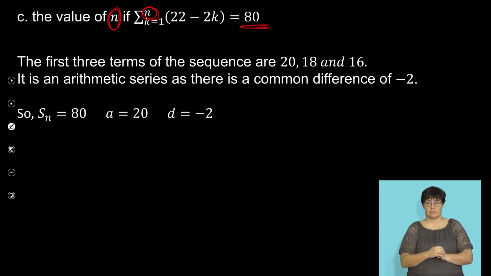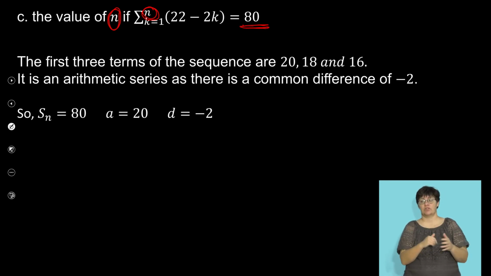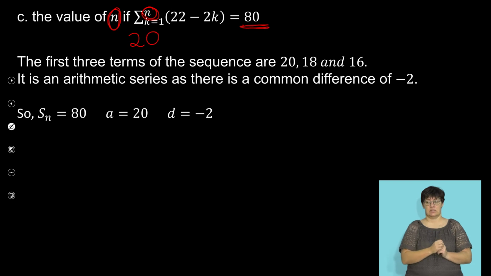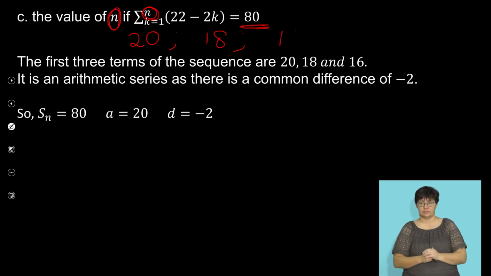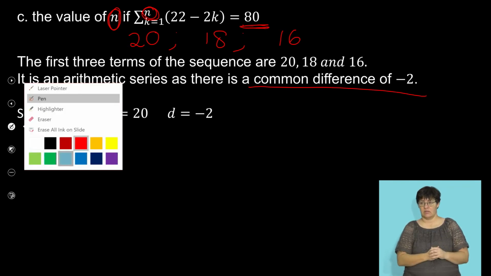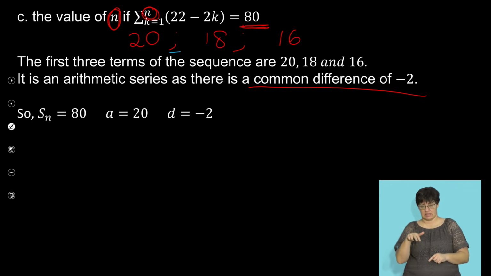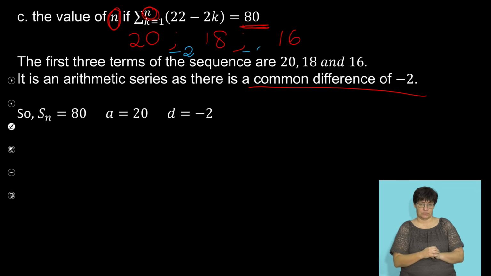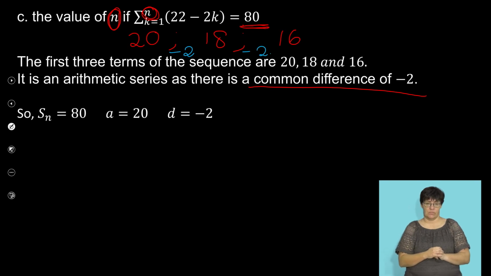Okay, so the first 3 terms of the sequence which we've established are 20, then 18, then 16. It's an arithmetic series, everybody, because there is a common difference of negative 2. I'm sure that everyone will agree with me that moving from 20 to 18, I've subtracted 2, then moving from 18 to 16, I have subtracted 2.